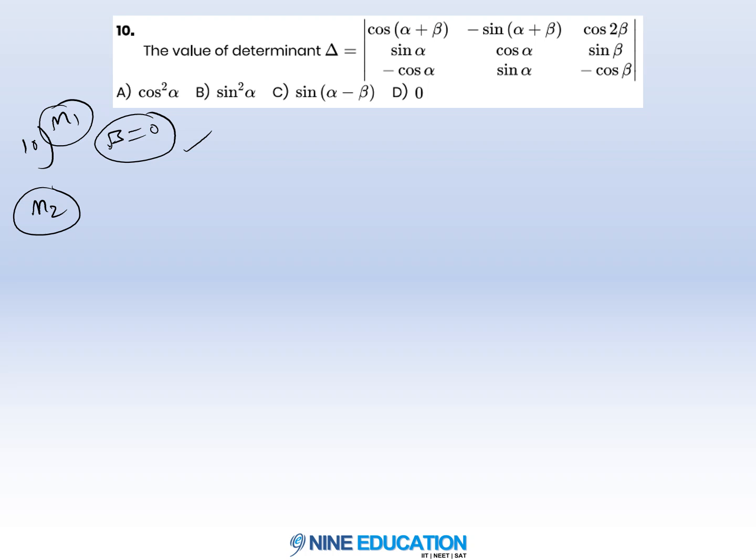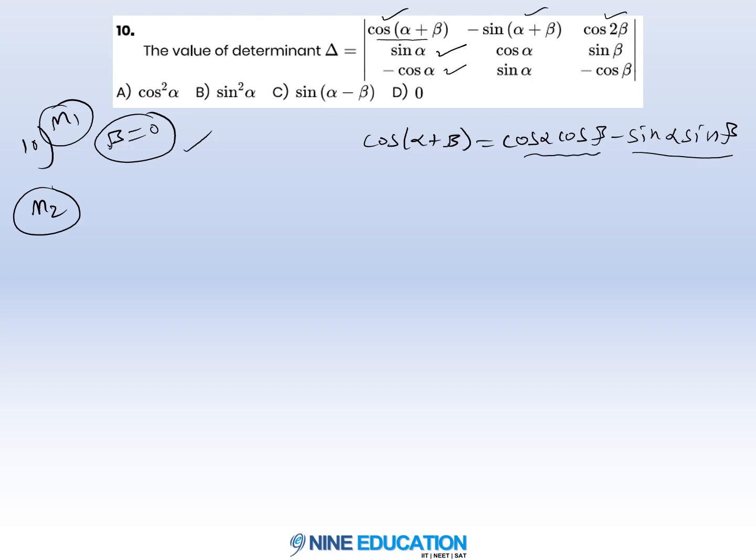What is the determinant delta given here? It is cos(alpha + beta), minus sin(alpha + beta), and cos 2 beta in the first row. What is the cos(a + b) formula? Cos a cos b minus sin a sin b. From row 2 we have sin alpha, and from row 3 we have minus cos alpha. If you multiply row 2 with sin beta, you get sin alpha sin beta; here it is minus sin alpha sin beta. If we multiply row 3 with cos beta, we get minus cos alpha cos beta; here it is plus cos alpha cos beta. Then if we add, we can generate 0 here.